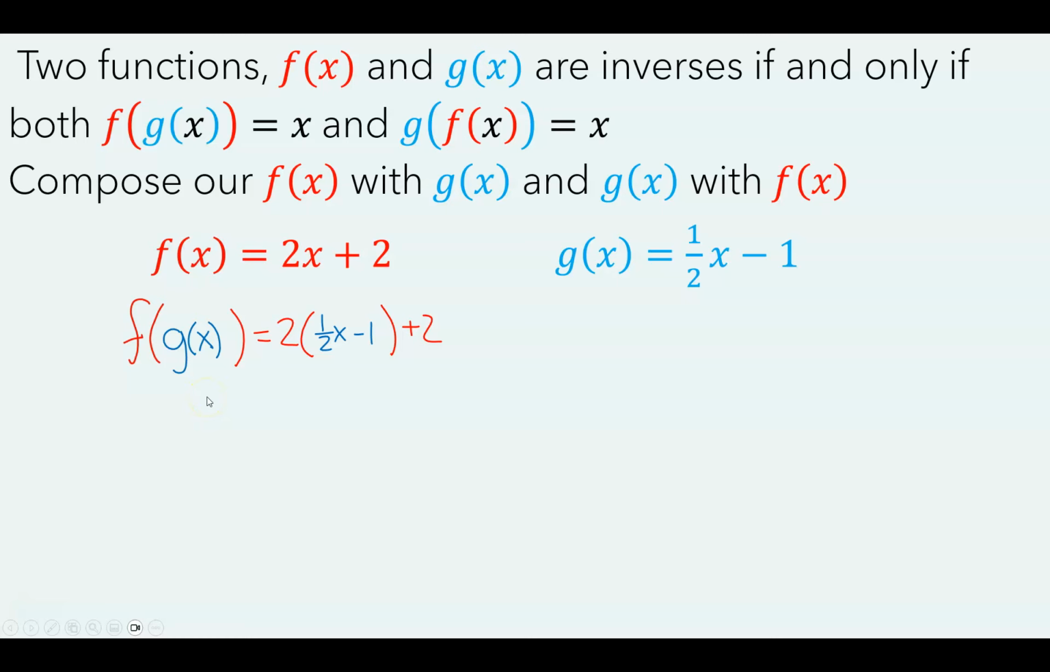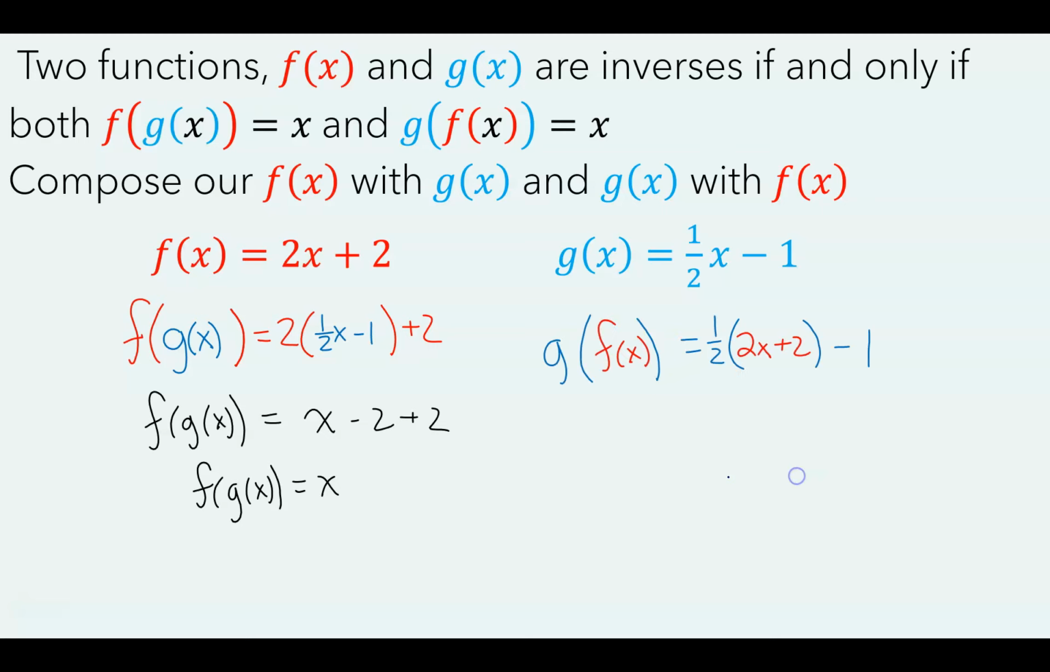So if we simplify, hopefully we'll get down to x, and of course we will, because 2 times half of x is x, 2 times -1 is -2, and then we can simplify -2 plus 2. And so, well, maybe we should take a step back before we do that. Earlier we had, I think it was g of 8 is equal to 3, which makes f of 3 equal to 8.